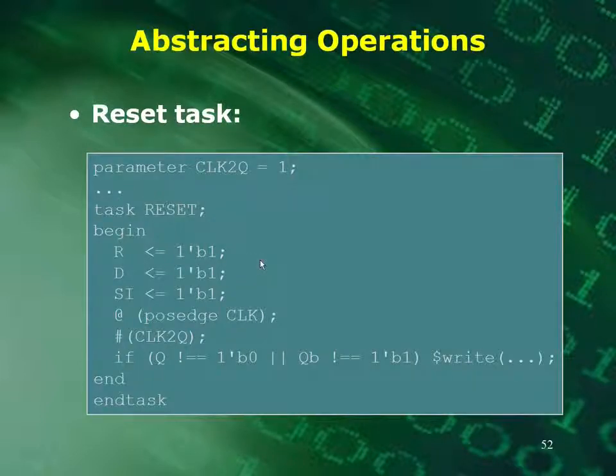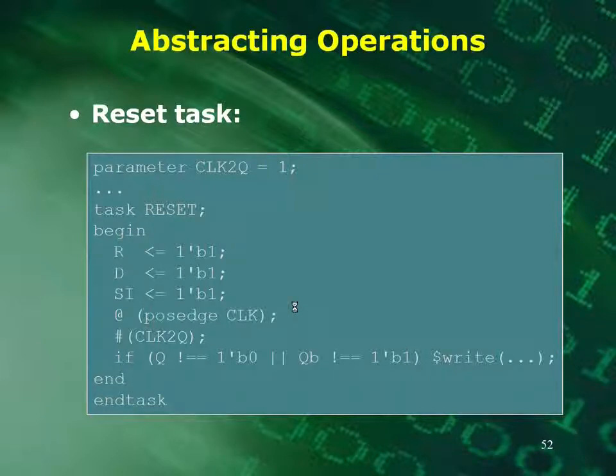So let's write this reset task. Here I've just said, okay, that clock to Q is 1. It can be whatever it needs to be for your particular test. But here I've defined my task, reset. And in here I've set the reset high, so it's in reset mode. I've set both the D and the scan mode input to 1. We've waited for the clock, waited for the clock to Q output delay, and then we've done our test. And that's all we're going to do for that task.